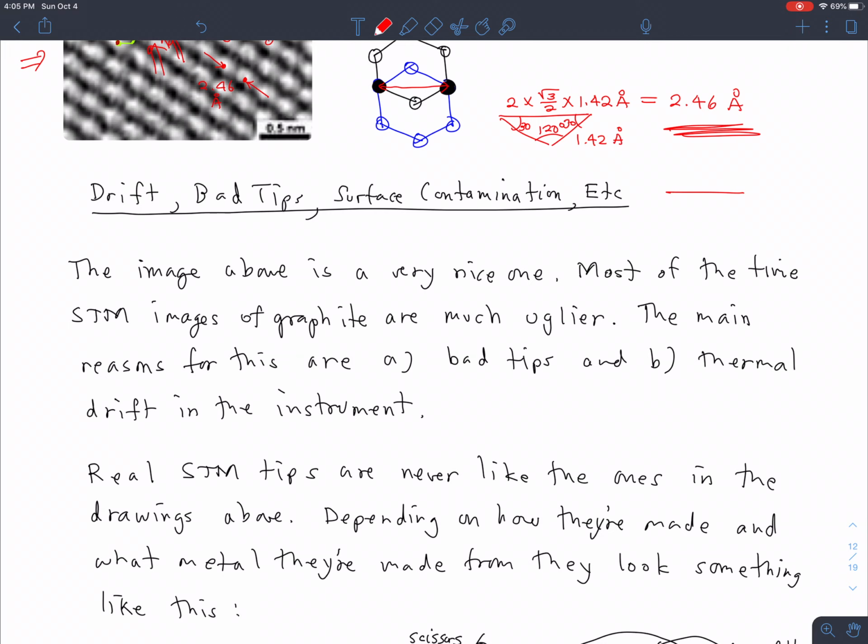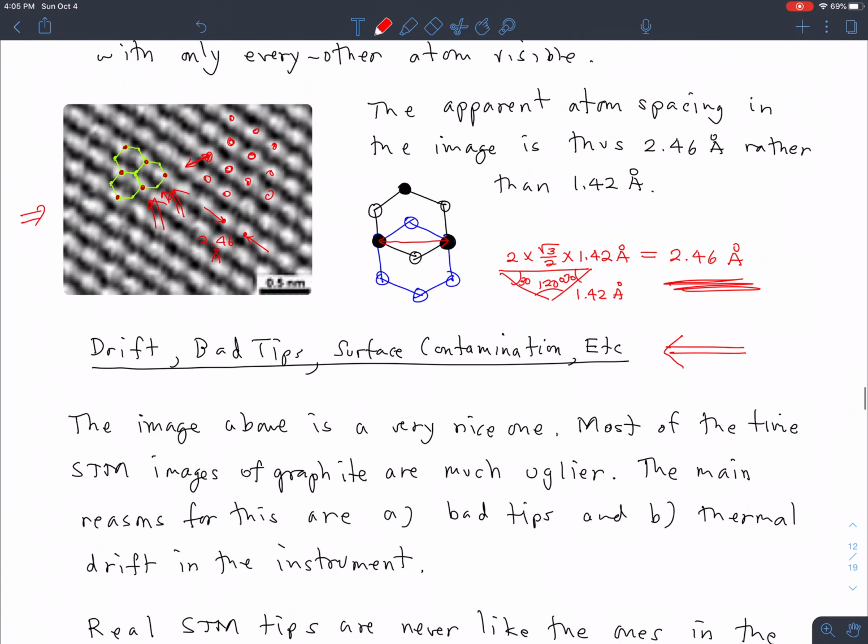However, there are issues. We will not get this image that we're seeing here that's showing half the atoms. That's a really good one. Last year, we got one that was almost this good. We were very lucky, I have to say. I don't know if we'll get this lucky this year or not. We'll see what we can get, but it's rare that you get an image this good.